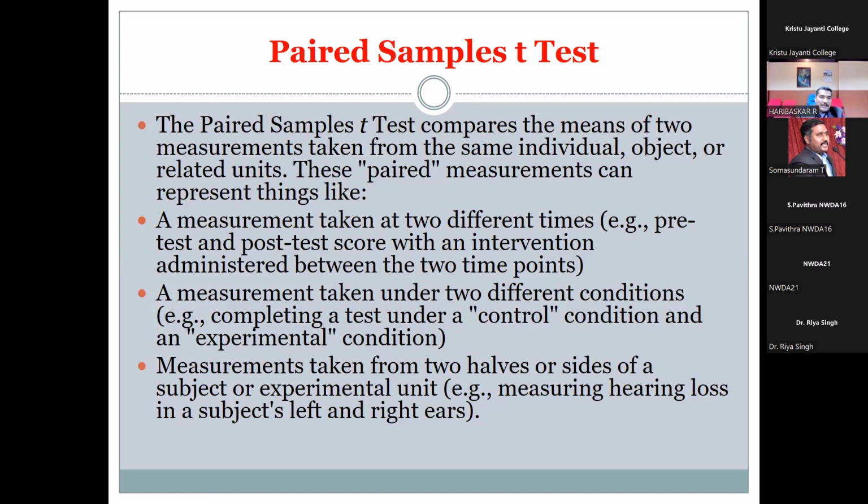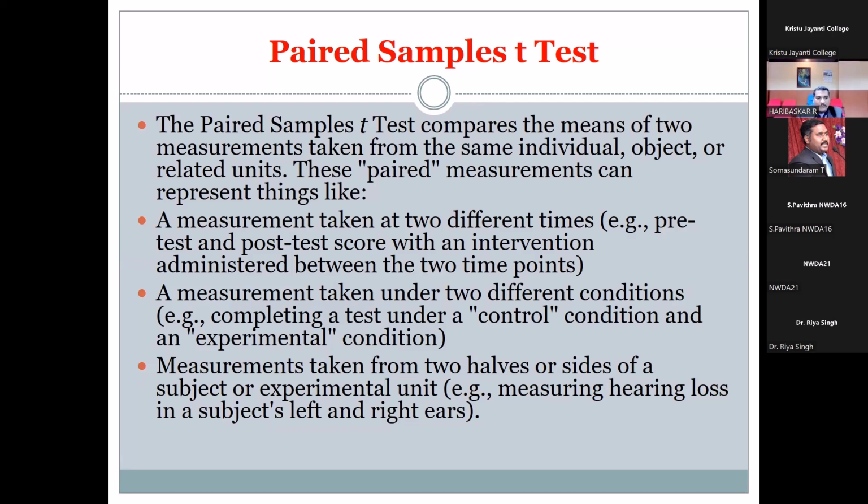Before administering the medicine, what were the results? What were the levels of their sugar? That we'll be taking. And after administering the medicine for 1 month or 2 months, we'll be collecting the data again. Now we need to compare these two, the same samples only, but we have taken the data in 2 different time periods. For those 2 different time period data, we'll find the mean and compare the means.